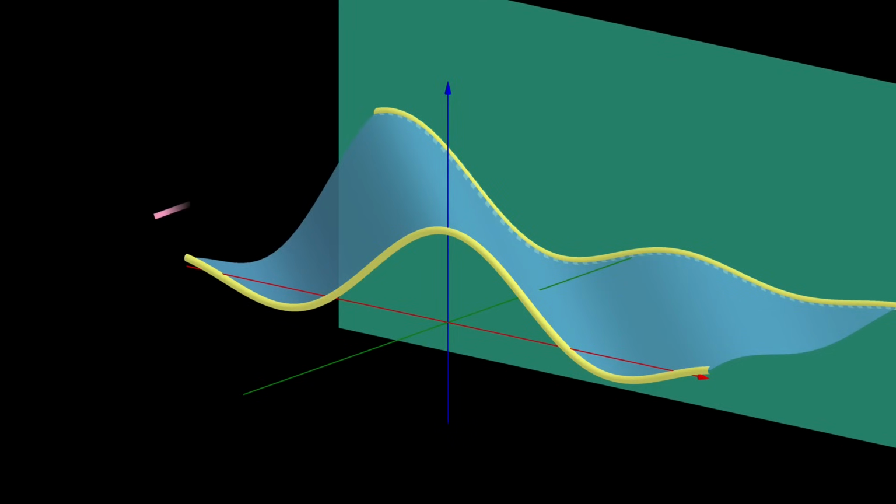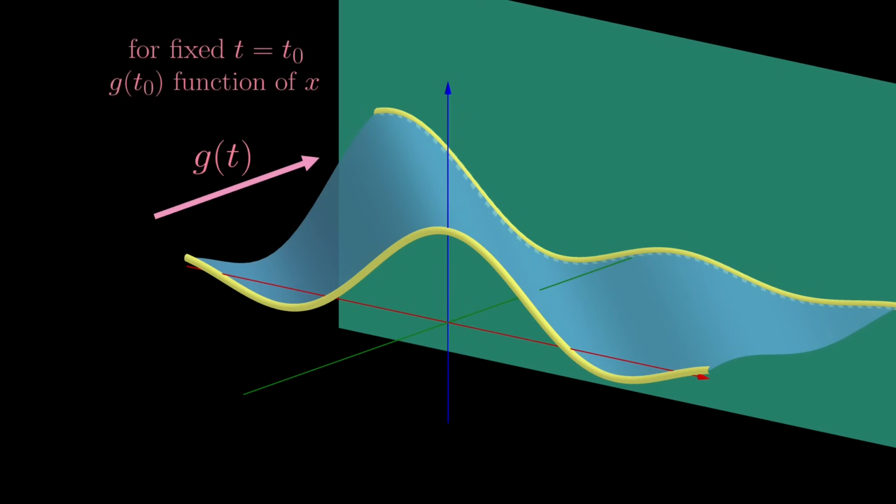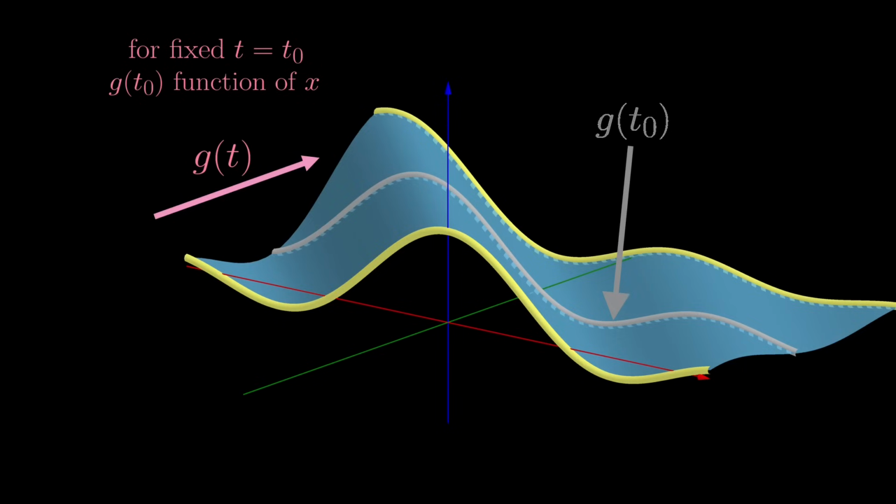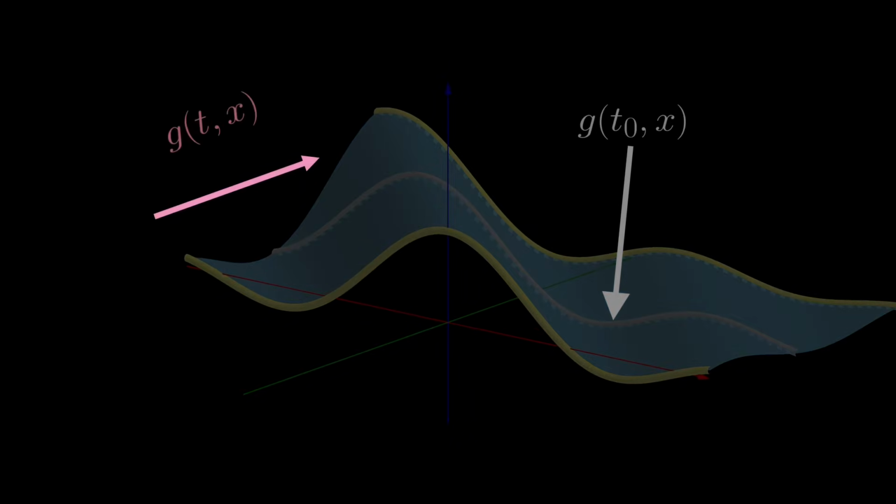More explicitly, this time the journey g of t, for a fixed t equals t naught, g of t naught is itself a function of x, which you can think of as a snapshot when the function is evolving. Because g of t naught is a function of x, it makes sense to think of it as g of t naught x, so that g is simultaneously a function of t and x. And along the journey, we simply increase the value of t.